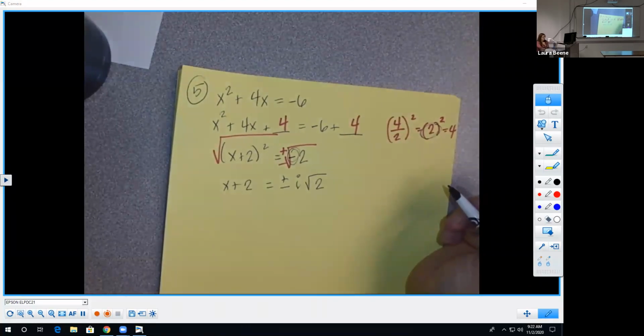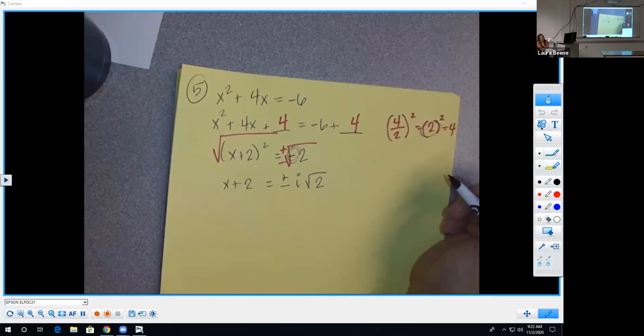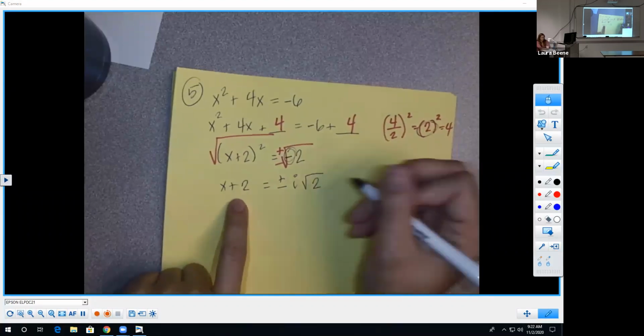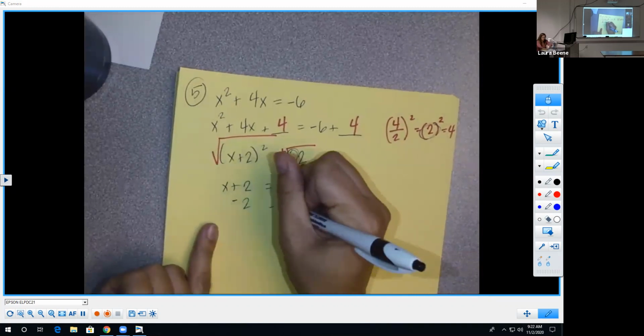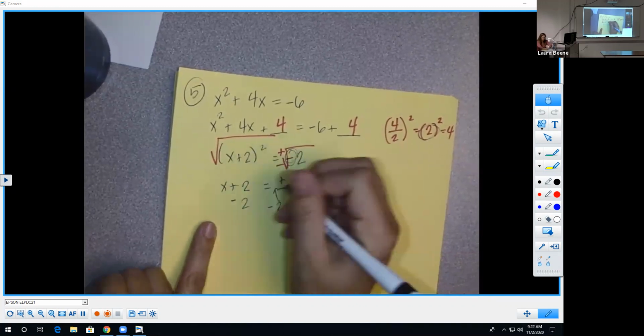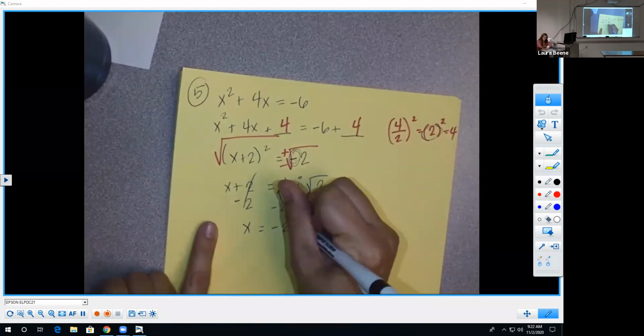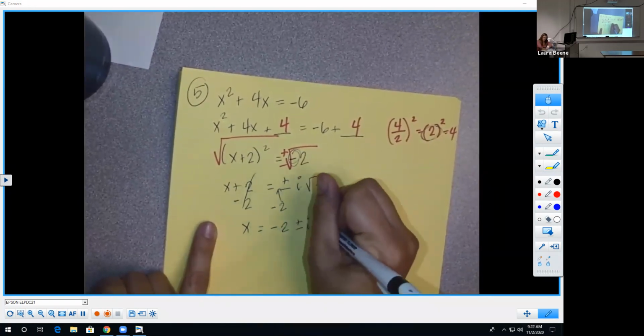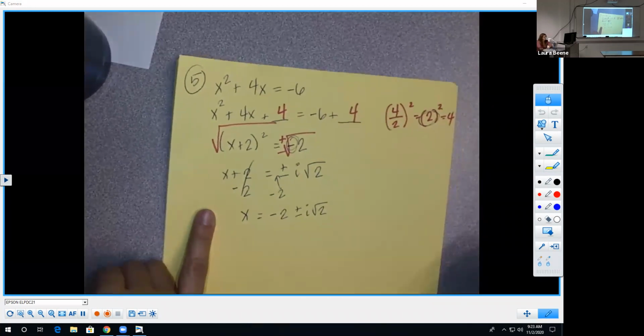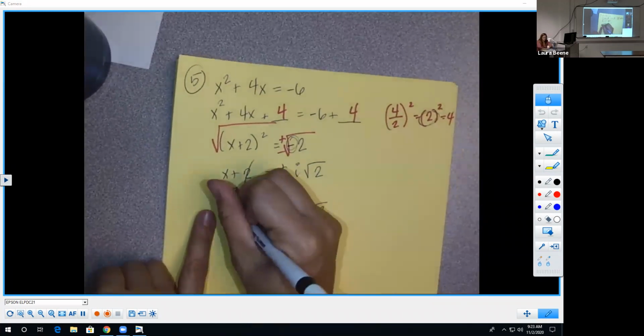And then how do I solve for x now? Subtract 2 and put it up in front of the plus or minus. So it's -2 plus or minus i times the square root of 2. And that's your answer.